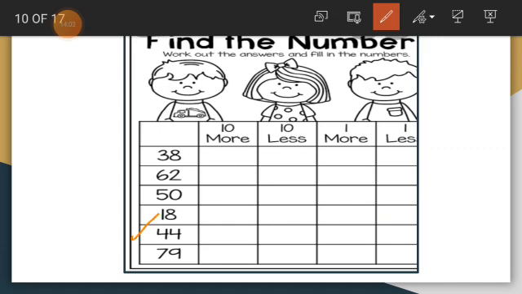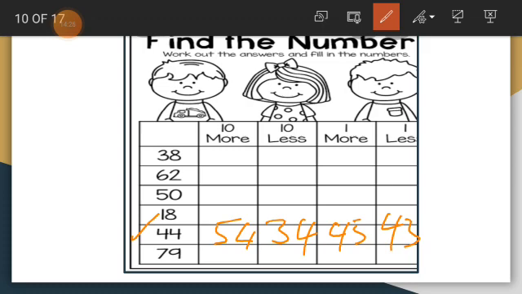Okay, now 44. Add 10 in 44. What is the answer? 54. And 10 less means you have to subtract, that is 34. Add 1 in 44: 44 plus 1 is 45. 44 minus 1 is 43.